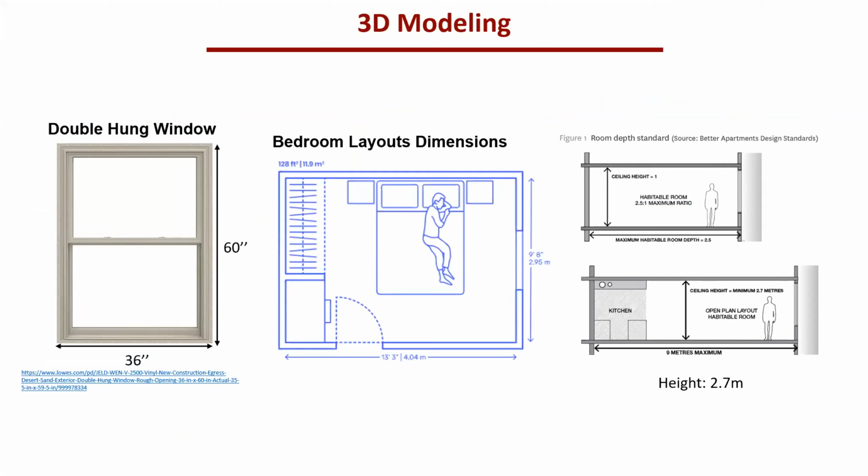We picked a double hung window because this window can be opened up and down, both the top one and the bottom one. So it won't open outward to interfere with the device. The bedroom dimension we use is 4 meters length, 3 meters width, and we picked the standard height of 2.7 meters.